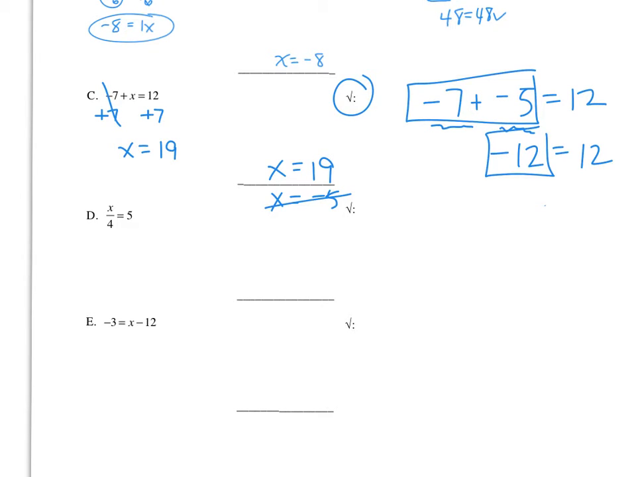Okay? But now if we check our 19, is -7 plus 19 equal to 12? Well, different signs, we subtract. What's 19 minus 7? 12. 12 equals 12, and now it works, and x is equal to 19. Okay? All right? D. Cross C.